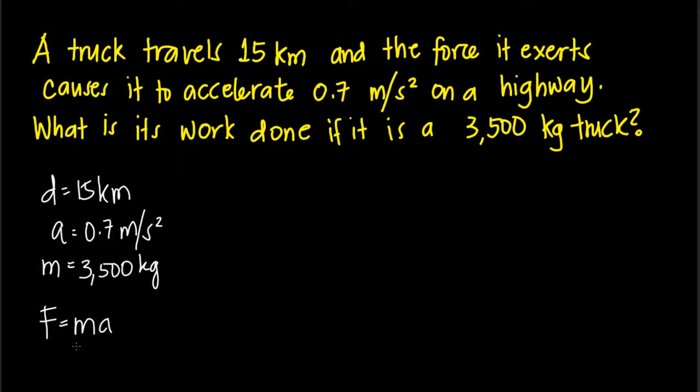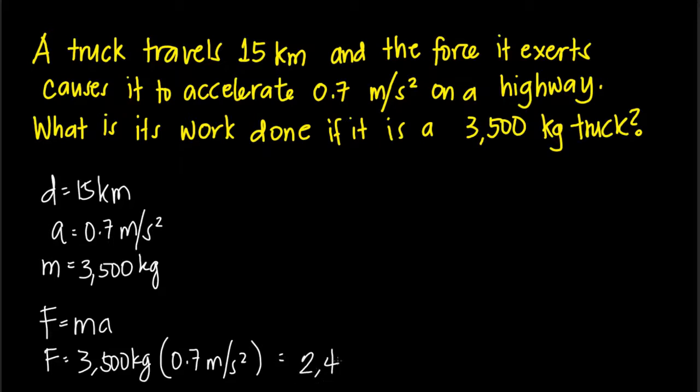So, it's the other way around. Okay. So, let's solve for the force first. The mass is 3,500 kilograms times acceleration of 0.7 meters per second squared. So, 3,500 times 0.7 is 2,450 kilogram meter per second squared, which is equal to 2,450 newtons. This is what we will use now.